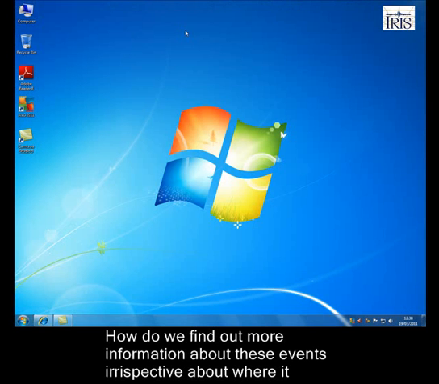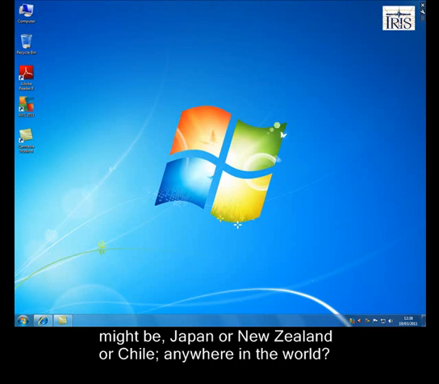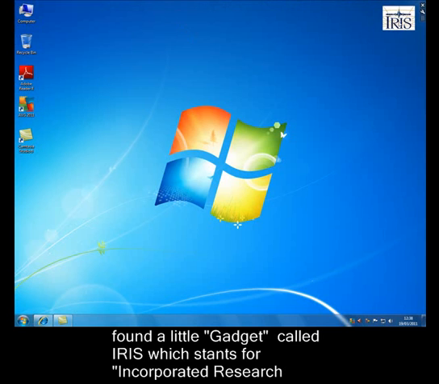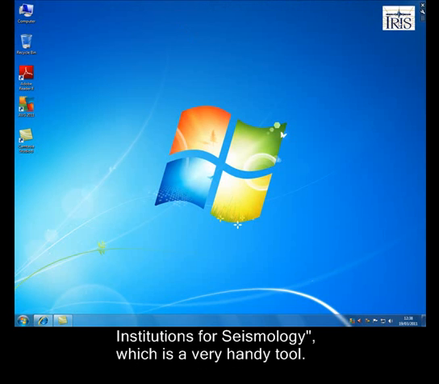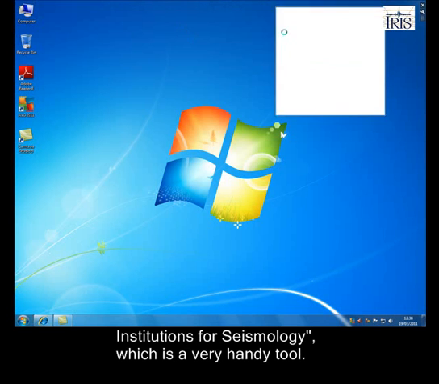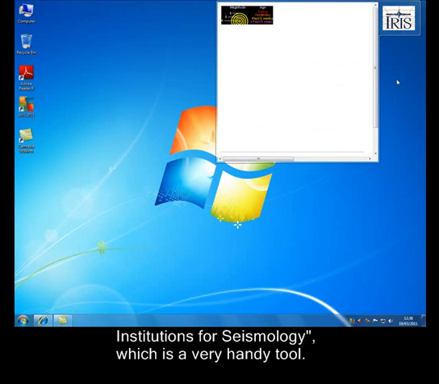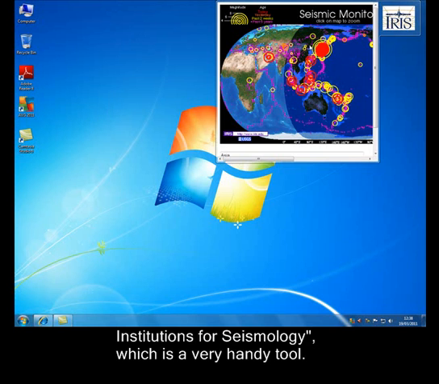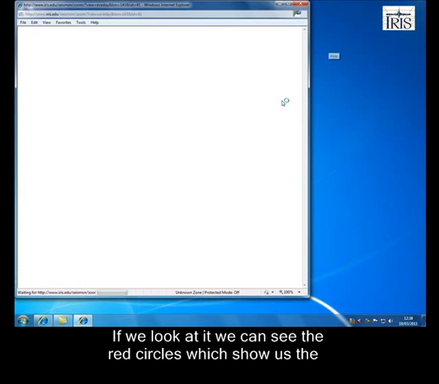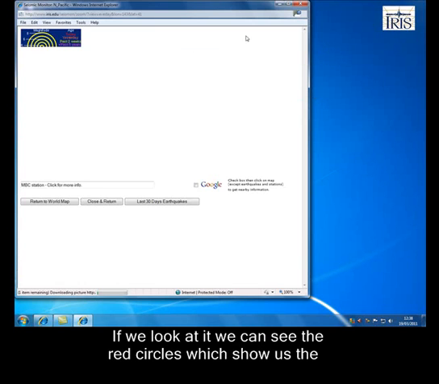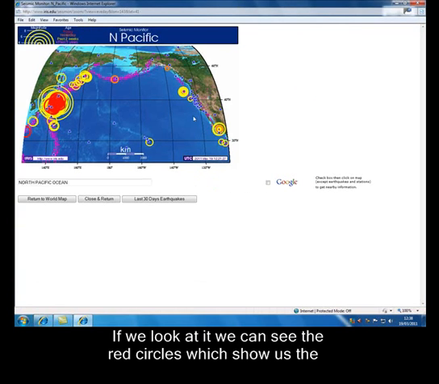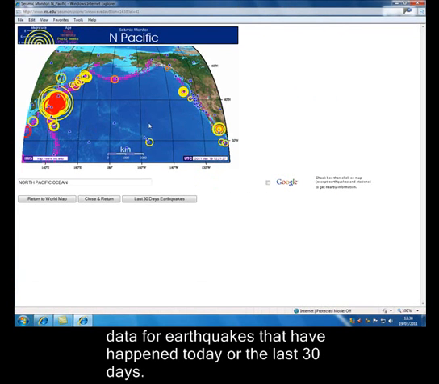I found a little gadget called IRIS, and that stands for the Incorporated Research Institutions for Seismology, which is a very handy tool, because if we look at it we can actually see these red circles which show us the data for earthquakes that have happened today or the last 30 days.